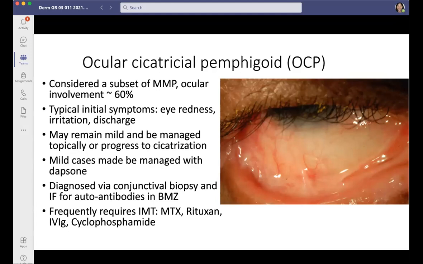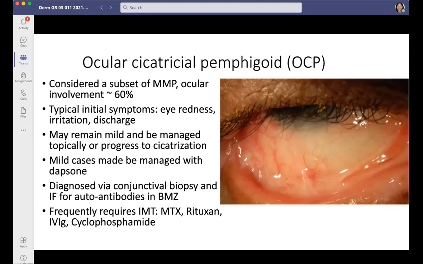And here at UCSD, these typically come to me as a uveitis specialist, where I manage the treatment, especially the immunomodulatory therapy. OCP is considered a subset of mucous membrane pemphigoid. And just because many of you will probably ask this, we very, very rarely see ocular involvement in bullous pemphigoid. Of the many hundreds of OCP patients I've seen, I think I've seen maybe 1 whose underlying pathology was bullous pemphigoid. There is a very stark demarcation between the two.